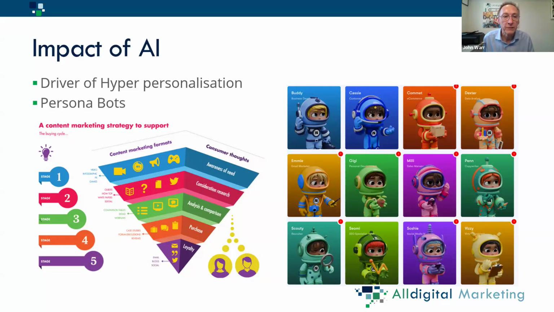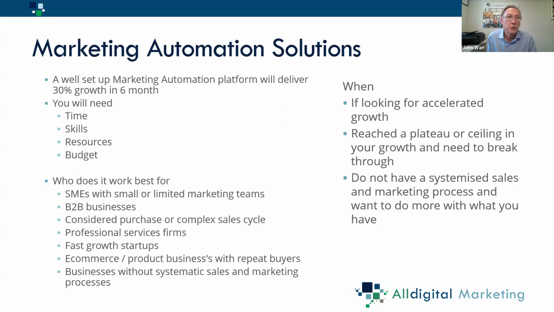So it'd be quite easy within a few years' time to be able to, rather than just have 3 or 4 personas, have 8, 9, 10 personas, each one very heavily personalized. So all the content is written to them so intuitively that they just feel that they're working with a company that understands them. You build trust relationships very quickly. That trust gives them the confidence then to buy from you rather than one of your competitors. So a well set up marketing automation platform will give you 30% growth. However, you need time, skills, resources, and budgets to do it.